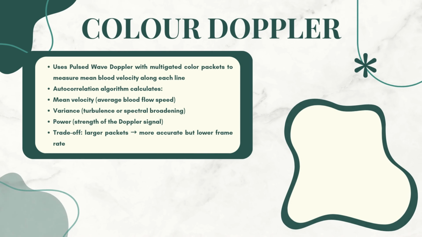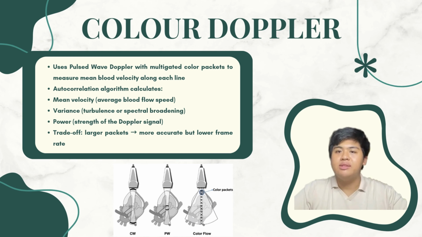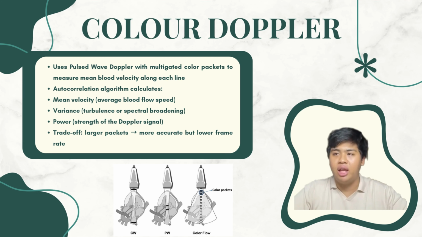So now, I will talk about the color Doppler. Color Doppler uses the principle of pulse wave Doppler, but sends multiple pulses per line called the color packets. It is used to calculate the average blood velocity at different depths. An autocorrelation algorithm processes this signal to show the mean velocity, flow variance, and signal strength.